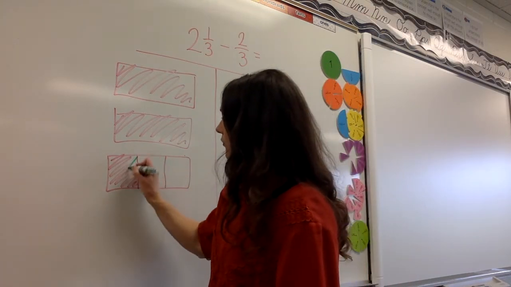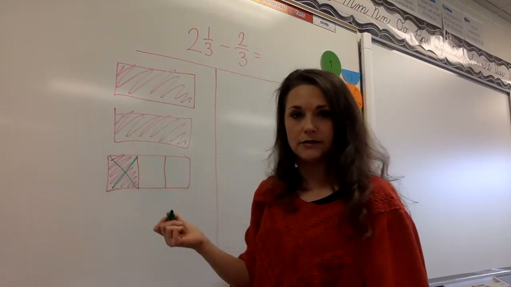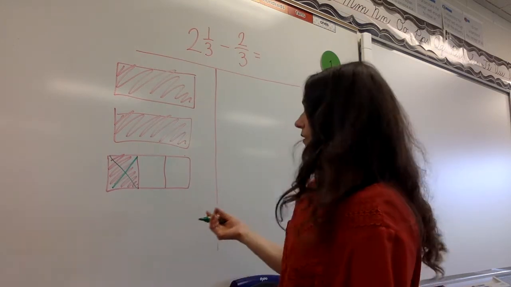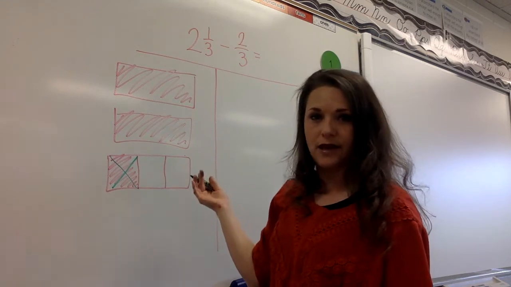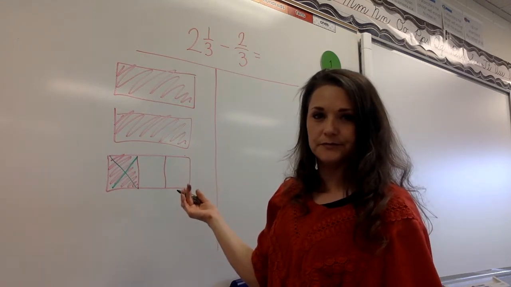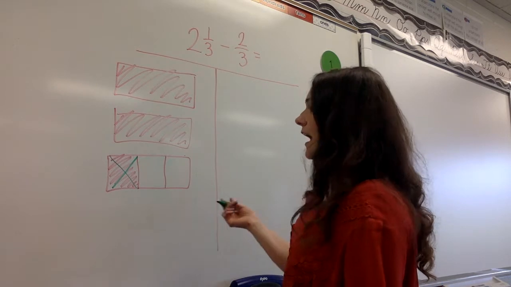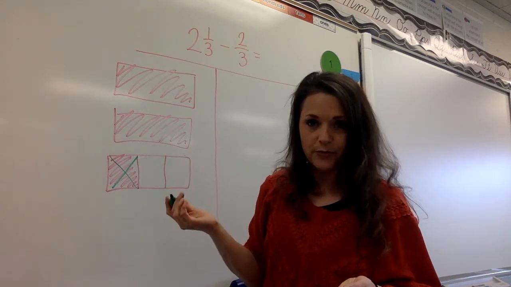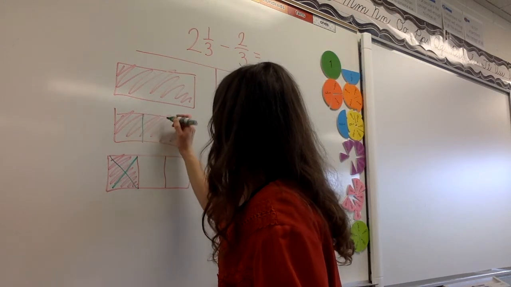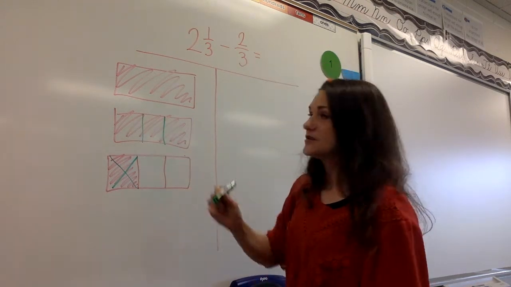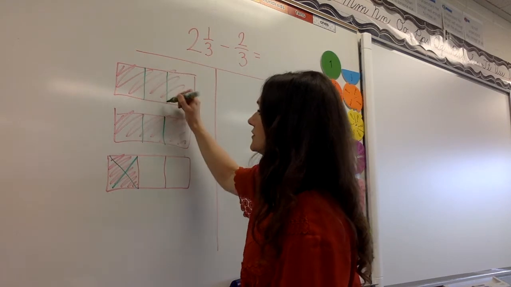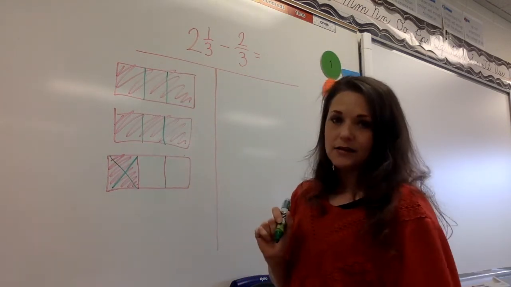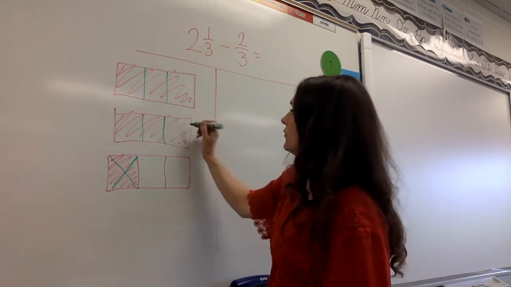I've got 1. Oh, hang on. How am I going to X off another 1 when I have a hole there? How am I going to do that? Well, I guess I'm going to have to break apart this whole and cut it into my third pieces, right? So I'm going to just break that into thirds because really all of these are thirds. They're just all together making a whole, right? So now I can X off that other 1/3 piece.